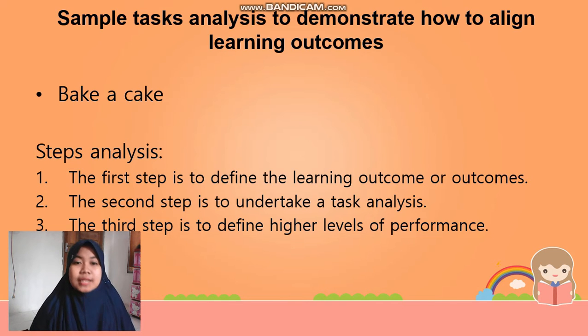The second one is to undertake a task analysis. It can begin by listing what the teacher expects from the students. For example, first, they expect students to know how to use or set the oven. It's including procedural knowledge in the learning process. And the second one is they can know the suitable ingredients for baking a cake.